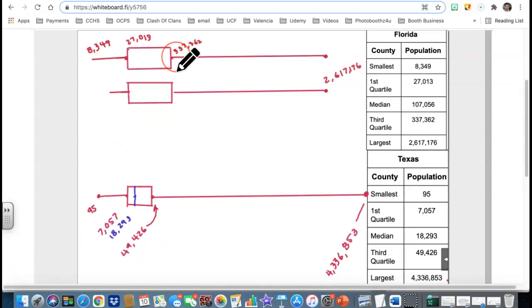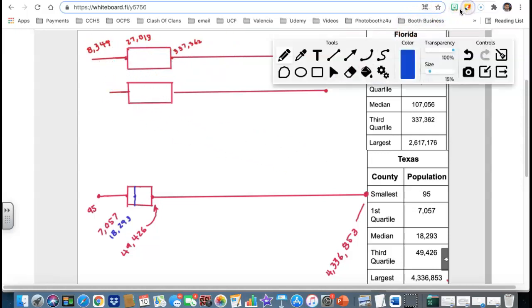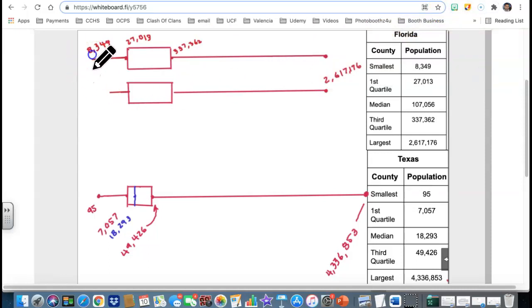So now I have the box and whisker plot, or the box plot. Either name works. What happens is the following. Let me get the pen over here. Yeah, blue is fine. So here is the smallest value, 8,349. Here is the lower quartile, or my first quartile. Then I have my median.